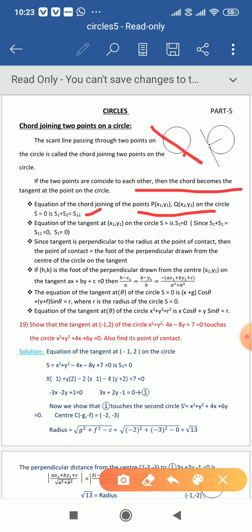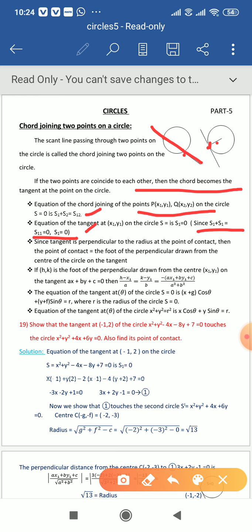We already said that the chord becomes a tangent if the 2 points coincide with each other, that is x2, y2 coincides with x1, y1. Then S1 plus S2 equal to S12 becomes S1 plus S1 equal to S11. But here the point x1, y1 is on the circle, so S11 is equal to 0. So 2S1 is equal to 0, that is, S1 is equal to 0.